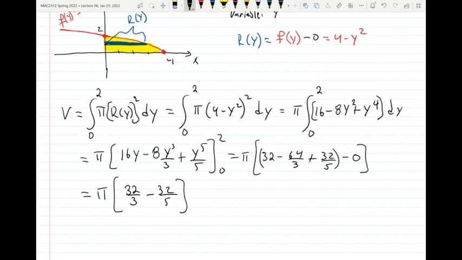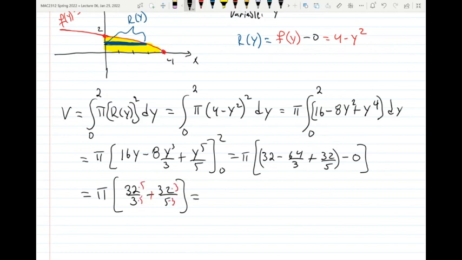I want the same denominator, not the same numerator. Yeah, it's to see if you're paying attention. Sometimes I will do this to see if you're paying attention. Okay, so times 5 and then times 3.